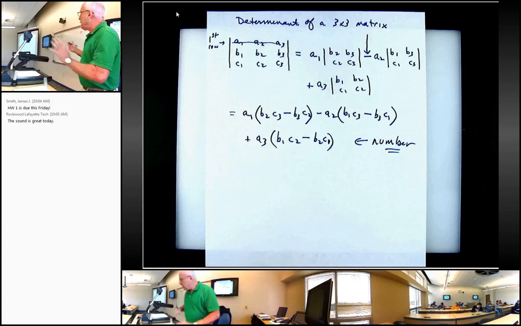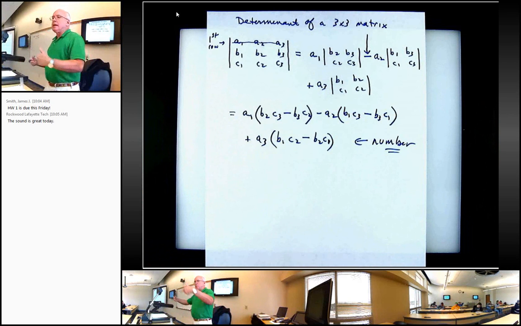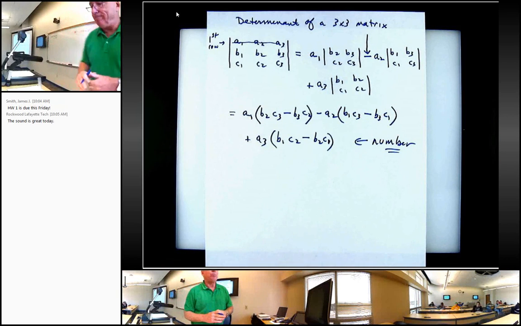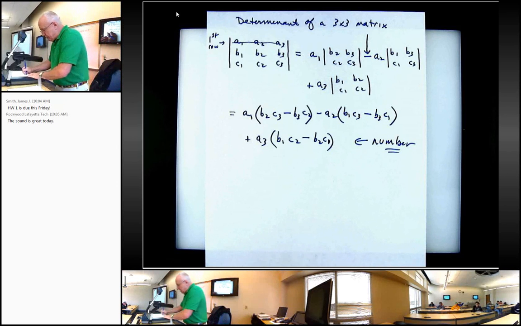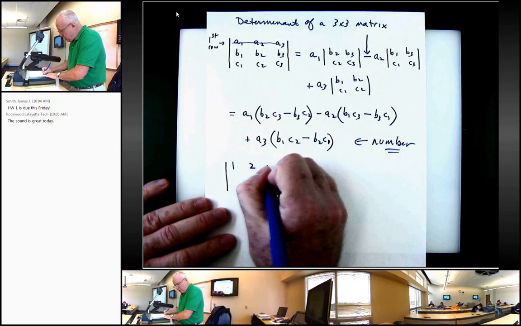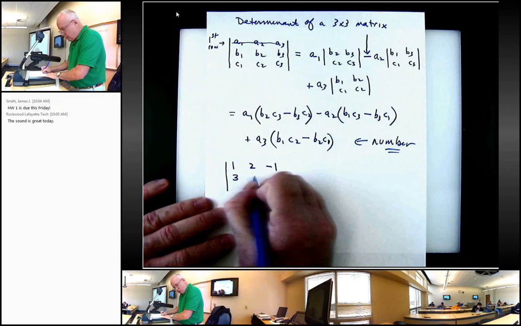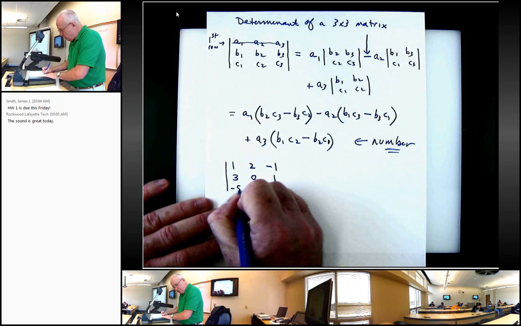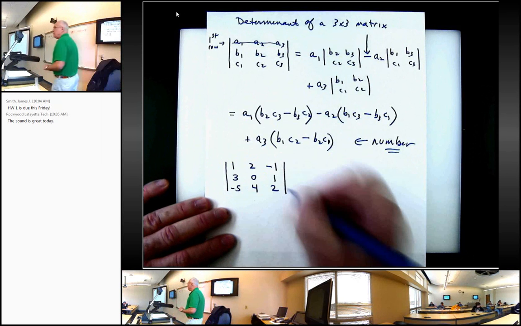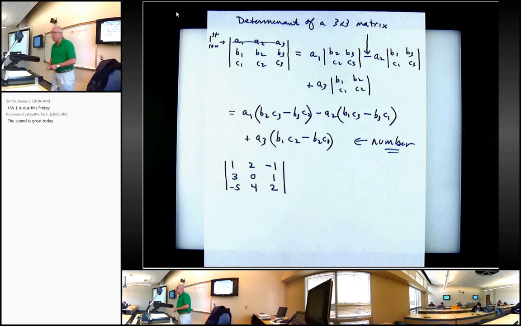So let's just look at a 3 by 3, and then we're going to look at how this relates to the cross product. Let's do a concrete example here: 1, 2, minus 1, 3, 0, 1, minus 4, minus 5, 4, and 2. It's a 3 by 3, we've got the straight lines there, and we're going to find its determinant.